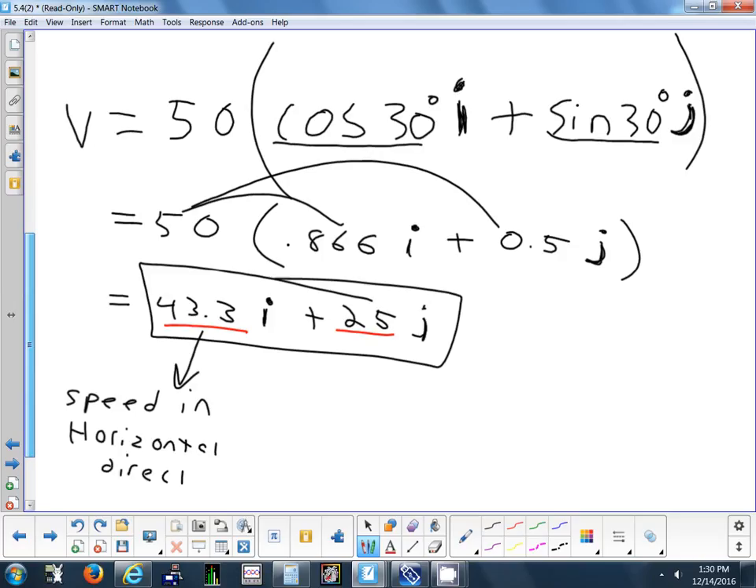So if you were throwing this object at a wall, that's the speed it would hit the wall at. It wouldn't hit the wall at 50 miles an hour because you didn't throw it straight at the wall. You threw it up and straight. So some of the power you put into it is making the object go up, not forward. Okay? And how about the 25? Yeah, that's the speed in the vertical direction.